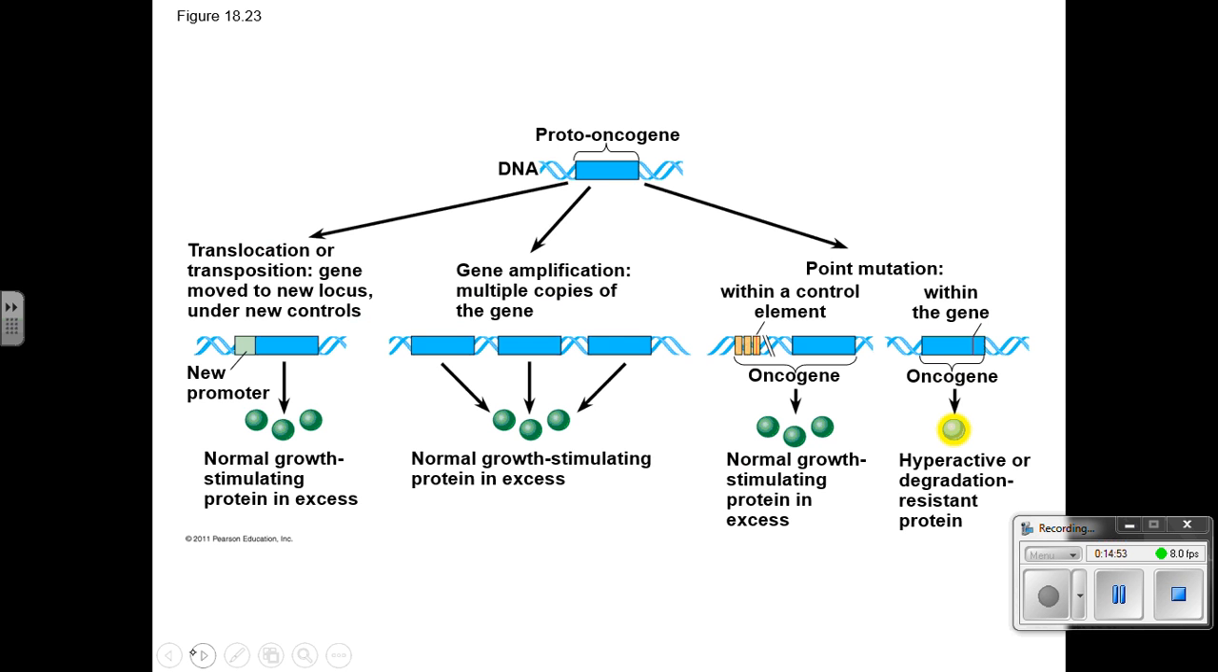And this just shows the proto-oncogene. Normal growth here. Extra copies of the gene, amplification, cause excess growth, or point mutations, which is going to cause some kind of hyperactive or degradation resistant protein, so it's not going to degrade when it's supposed to.